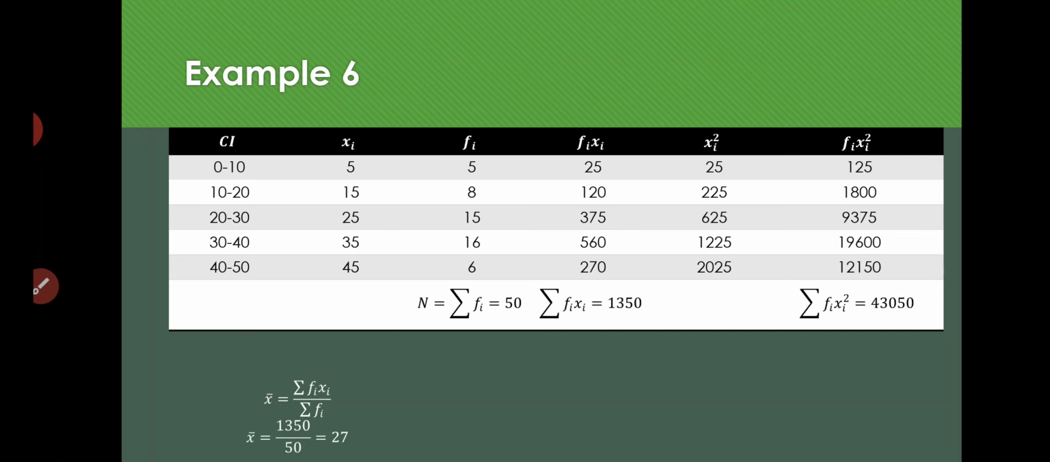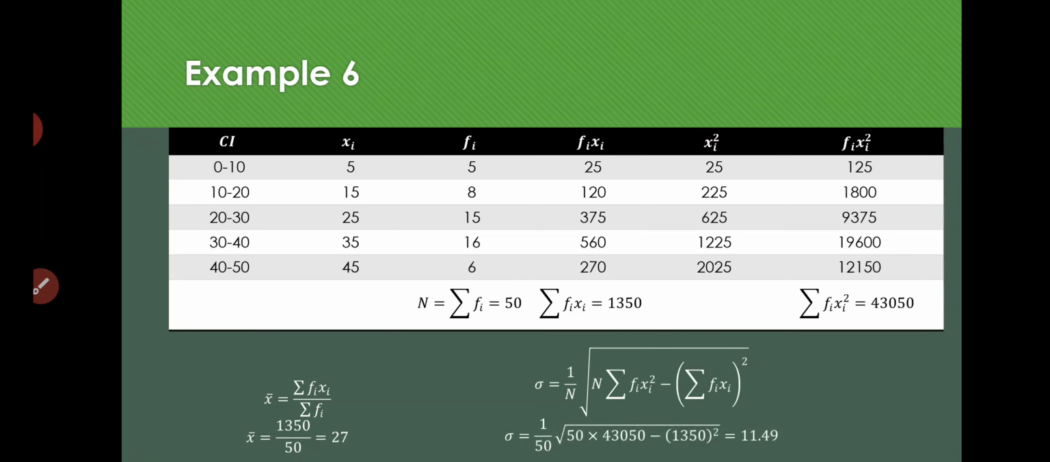And then standard deviation, this huge formula: 1 by n, root over of n into summation of fi xi square minus summation of fi xi whole square. So you already have all the values at hand. Put the values, calculate, and after putting the values and calculating, your standard deviation is 11.49. Obviously I have rounded it up. You can leave it up to 3 decimal places, but it's better to round it off to 2 decimal places. Fine.